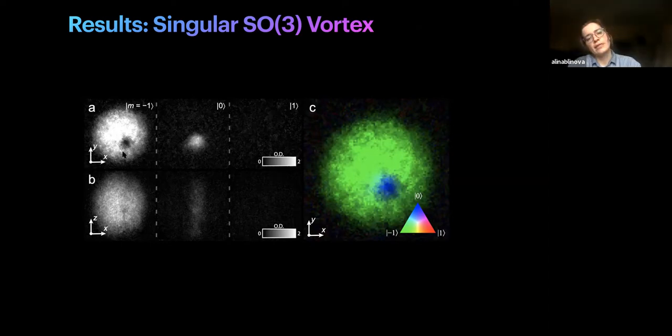One of the vortices in this case, so we always get 2 vortices that appear from a non-singular texture, but one will run away sometimes. So this is just an example where only one SO3 vortex remains, and from the side you can see clearly the filled core of the vortex going all the way through.